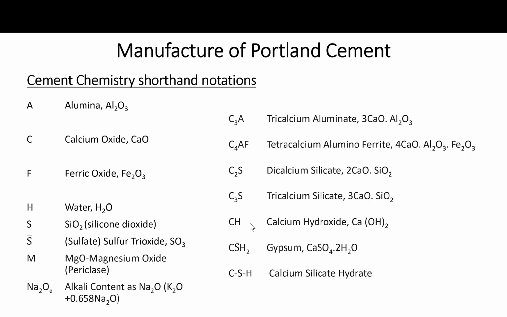Calcium hydroxide, CH, you know what this is. The gypsum, which is calcium sulfate dihydrate, written in this form right here, and the shorthand notation is C S bar H2. And the calcium silicate hydrate, which forms after the cement reacts with water, is C-S-H. Okay, you have to get familiar with these notations.